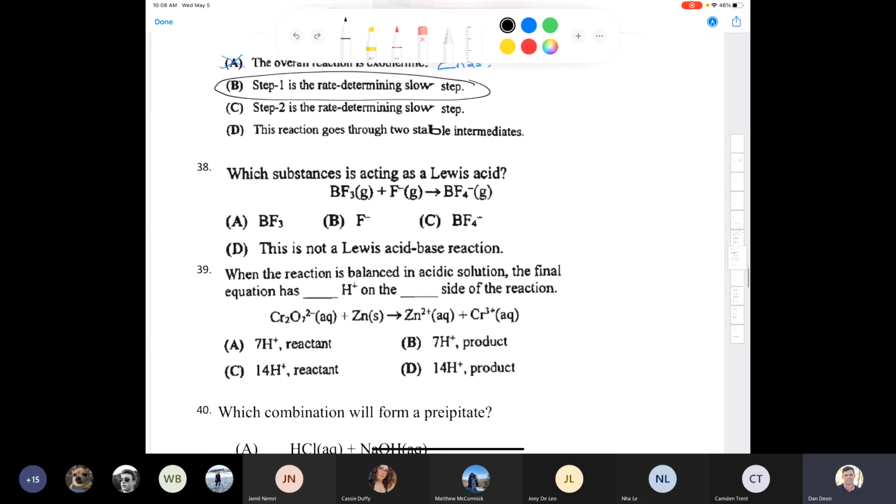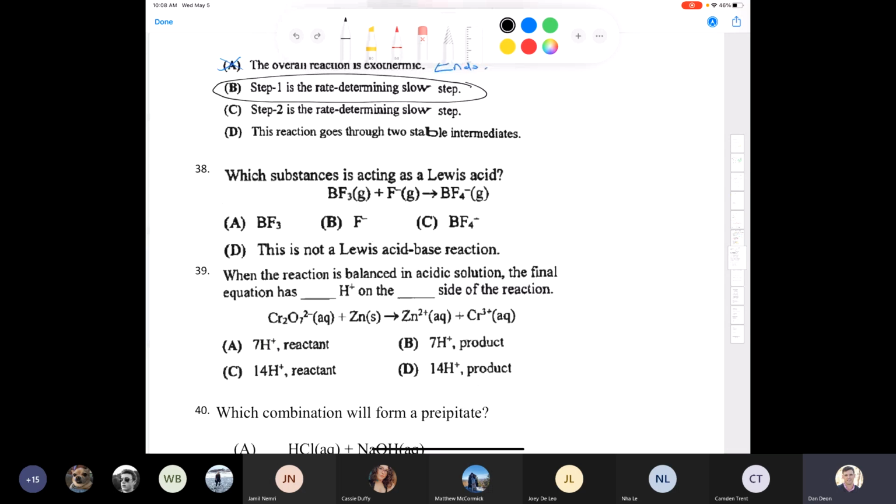Question 38 deals with a little bit of acid base, right? Which substance is acting as a Lewis acid? So you should remember that a Lewis acid is an electron acceptor.